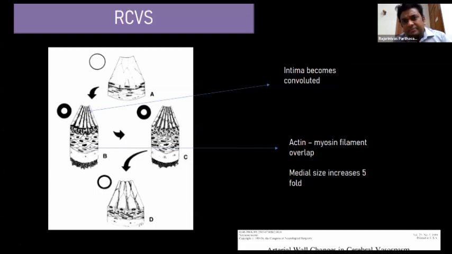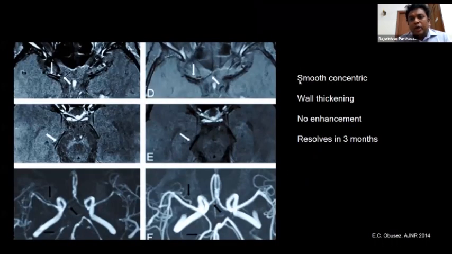Now coming to RCVS. In RCVS, as we have mentioned, this is a paper about subarachnoid hemorrhage, what happens in vasospasm. There is no problem with the intima as such. The majority of the thickening is attributed to the media. So there is a five-fold increase in the medial thickness, and that is why the lumen narrows. The outer diameter remains the same. And you have smooth concentric thickening of the wall. There is usually no enhancement and it resolves in 3 months or so.